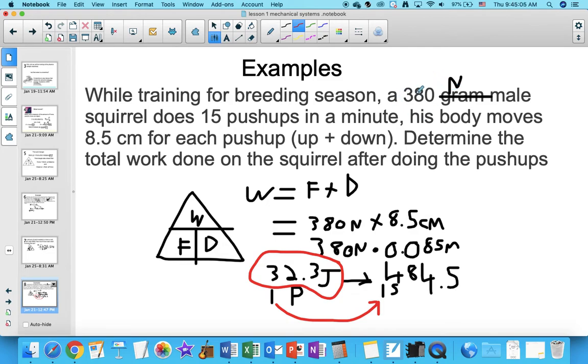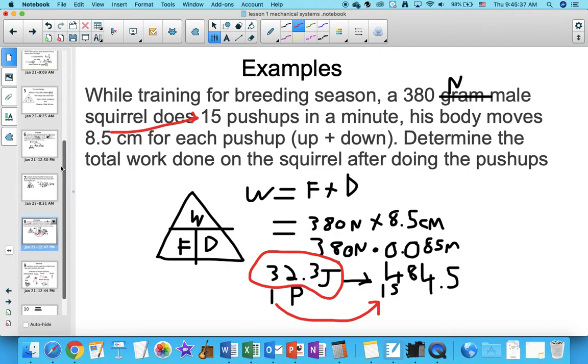Right? So now you know your newtons. Second, you need to know that in the equation, distance is in meters. So you need to be able to convert 8.5 centimeters into meters. And third, which is the mistake I made, you need to know that once you get the work for one push-up, you have to multiply it by 15. Now, you could have just multiplied the distances by 15 as well, and then done the equation here. But either way, you need to make sure the units are consistent. Distance should be in meters.